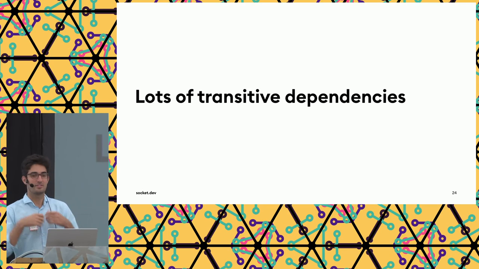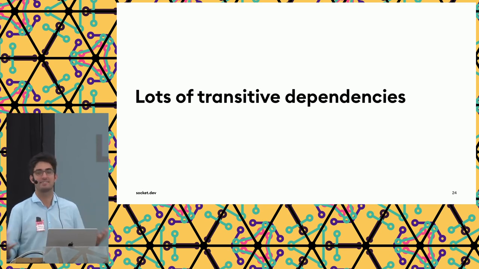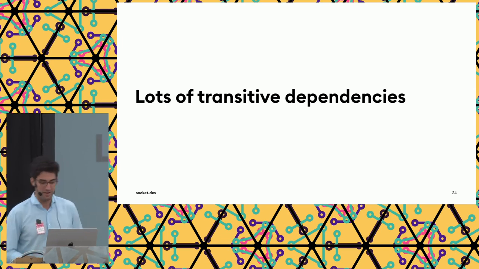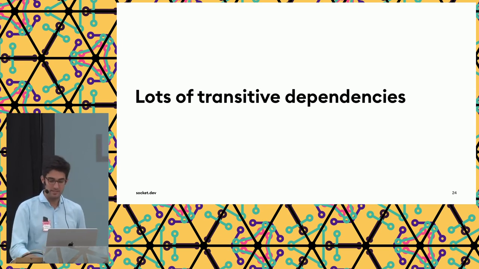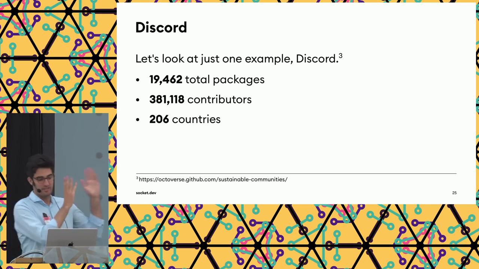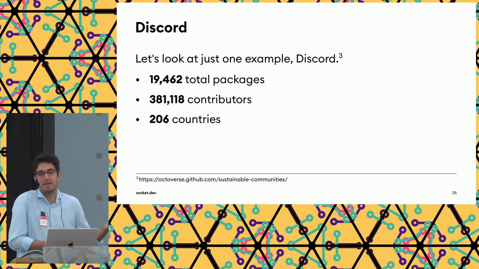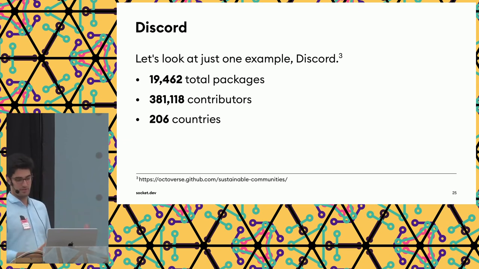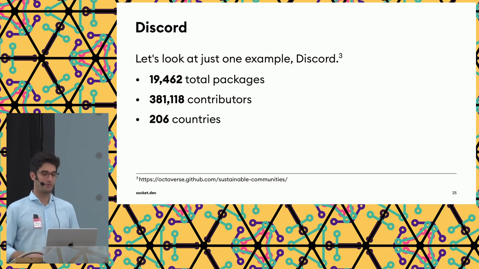So this demonstrates the just massive number of packages that are coming in this new way of writing software. And if you look at one example here, just taking one example out of the blue, Discord is a popular chat application. It's a proprietary chat app that a lot of young people use. And it's an Electron application. If you open it up and you look at the JavaScript packages inside, there's almost 20,000 packages. And coming from almost 400,000 contributors if you look at every commit that's contributed to this.